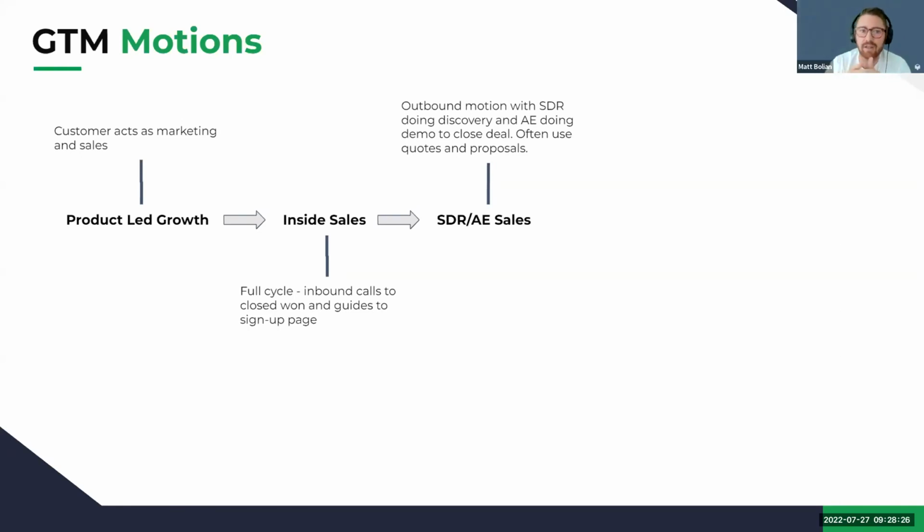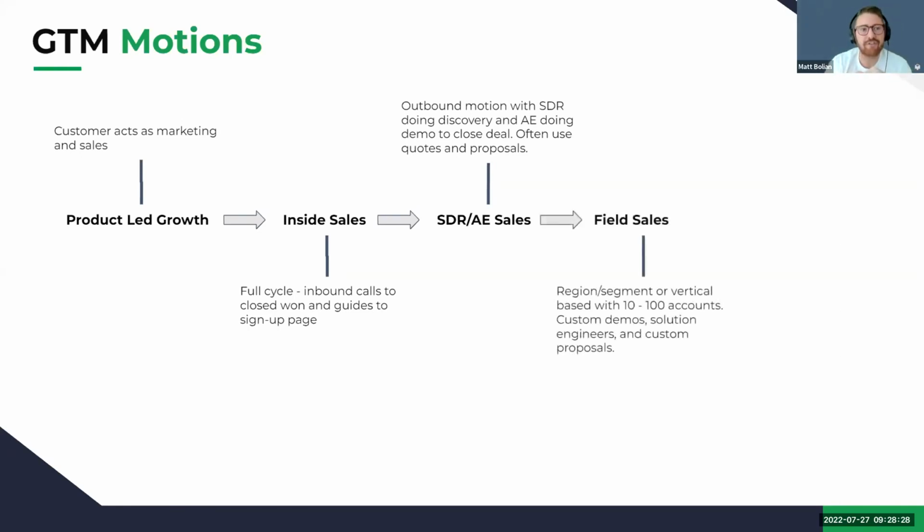These often have quotes and proposals that must be made, and the deals begin to get more complicated. As you go one step further, this is field sales, and field sales is different. This means you start to get vertical alignment. You have a specific number of accounts you're assigned to, anywhere from 10 to 100. Usually 10 is more like named accounts, but 10 to 100.